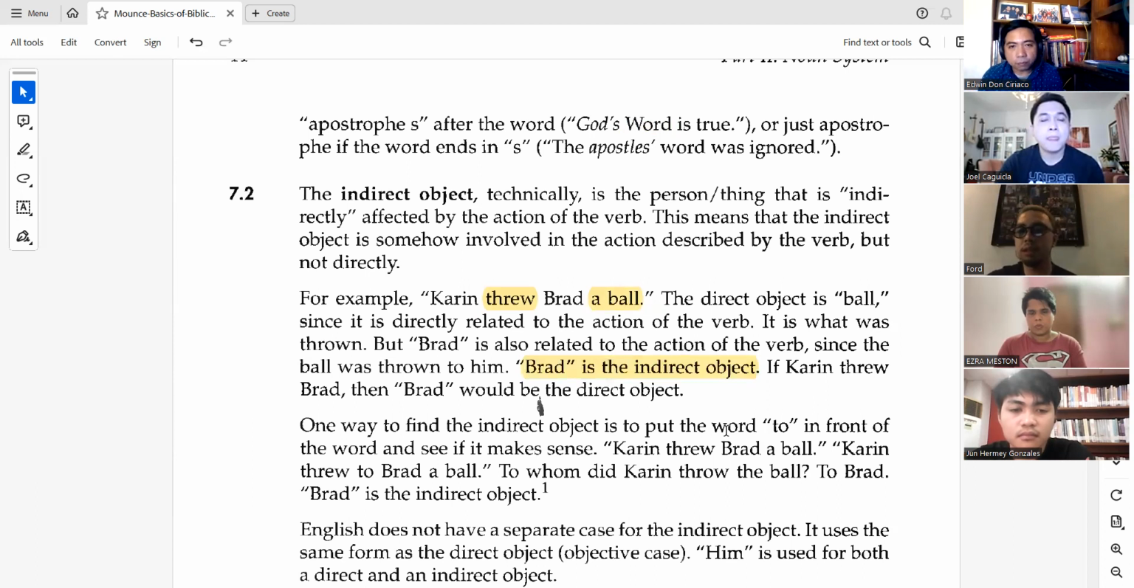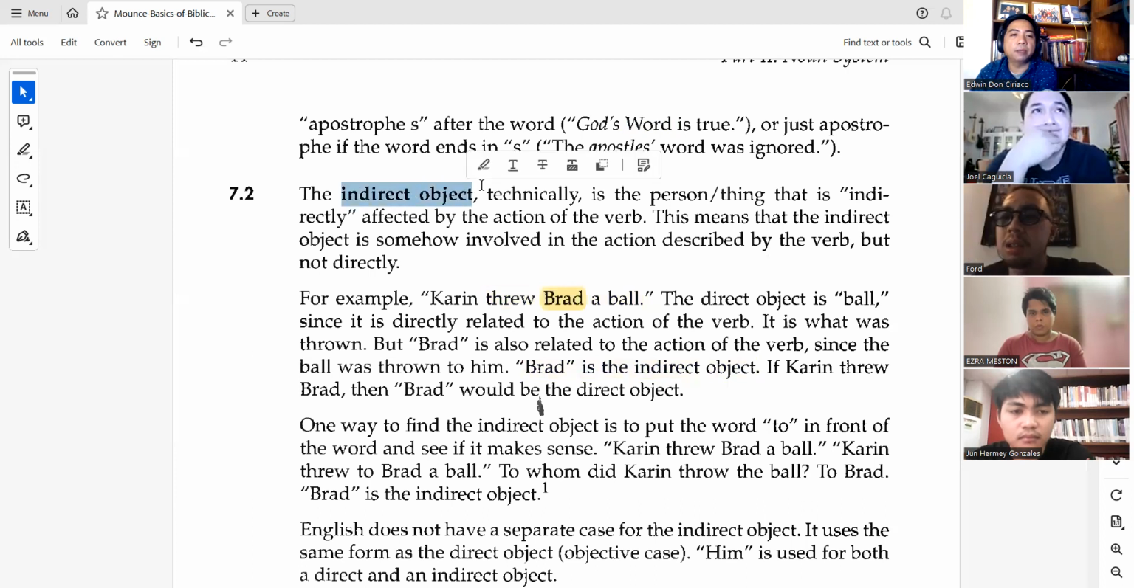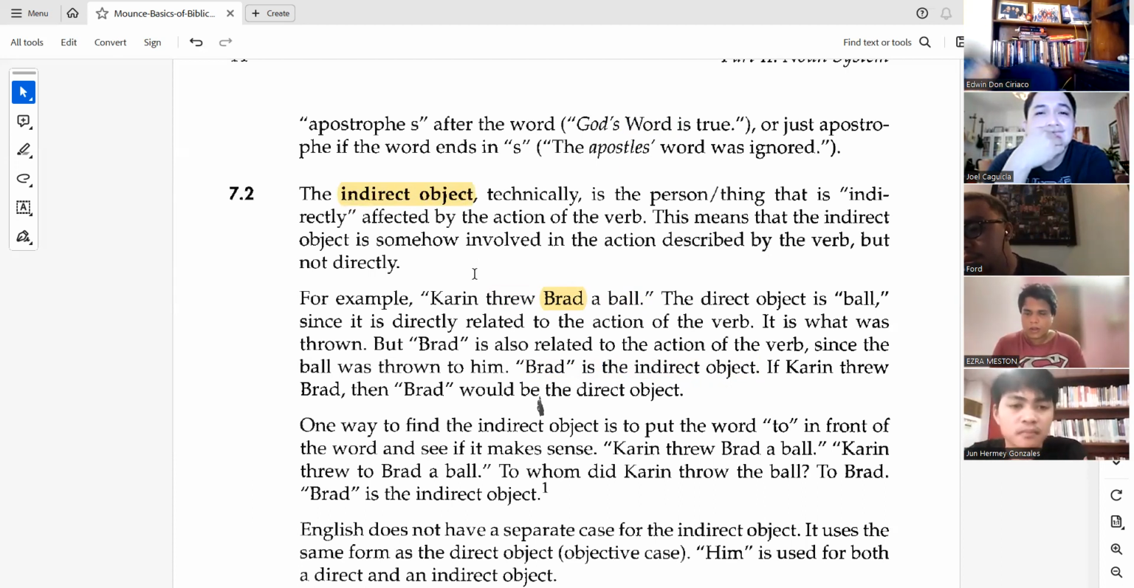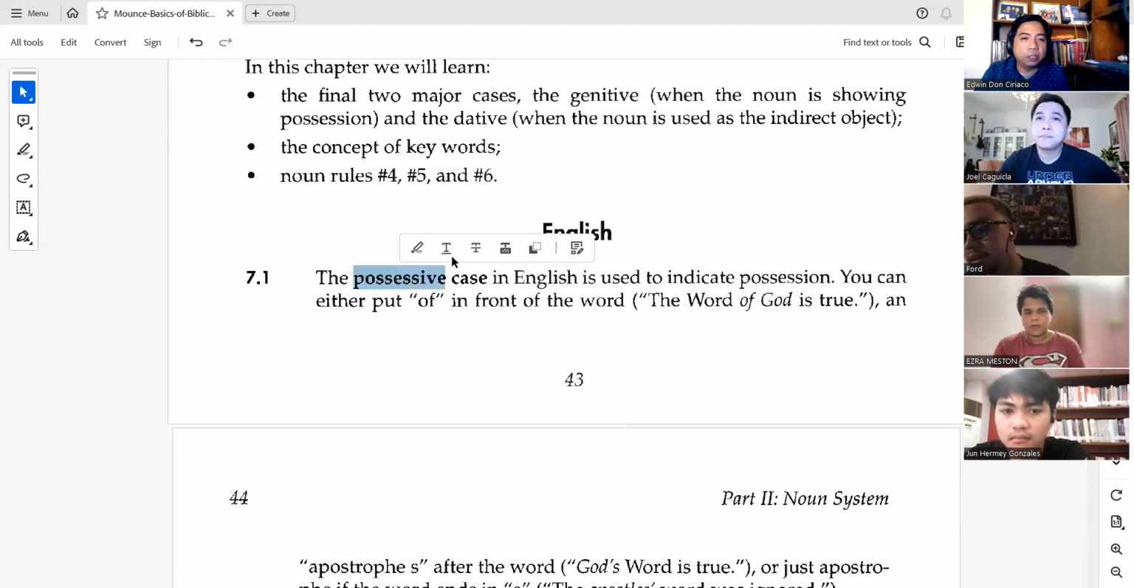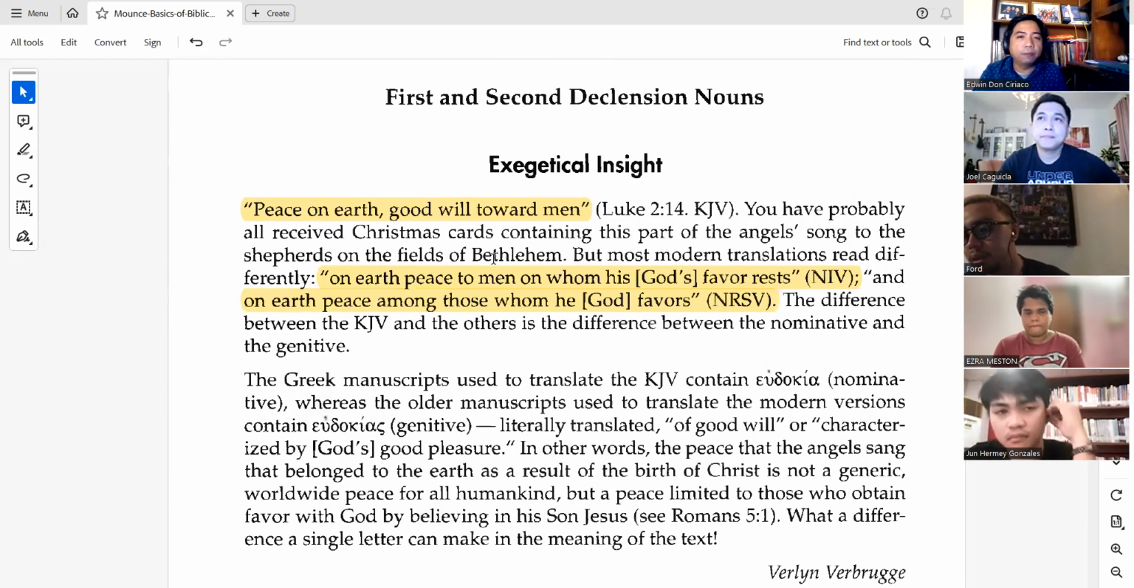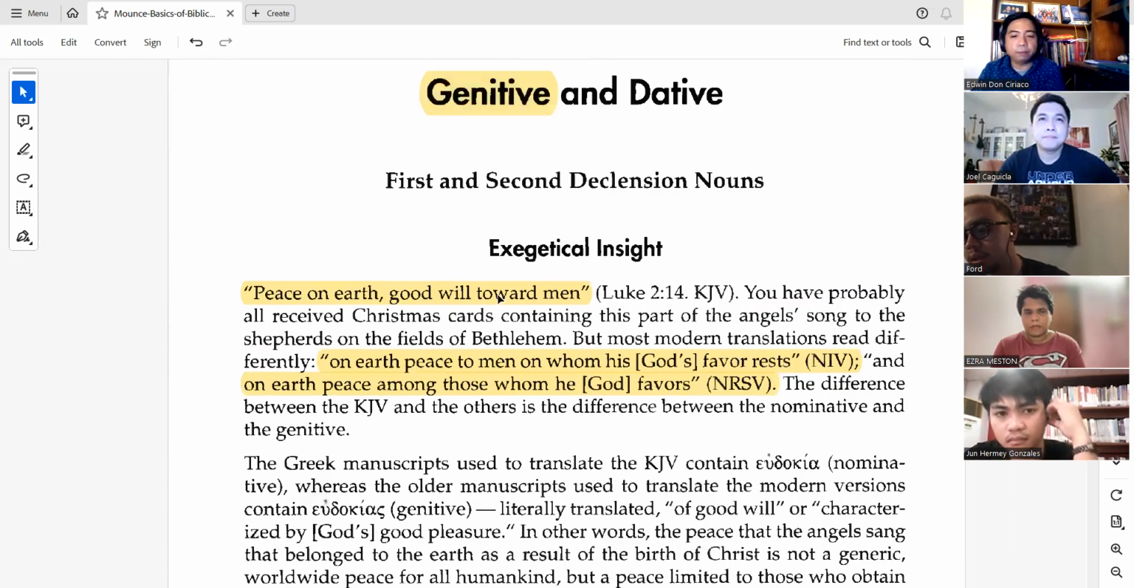So again, if the ball is the direct object, we could guess it is the accusative case. How about Brad? Well, what can we make of Brad? Brad now becomes the indirect object. So we could say that in the Greek sentence, Brad as indirect object is dative. Earlier I mentioned that the possessive is often the genitive.